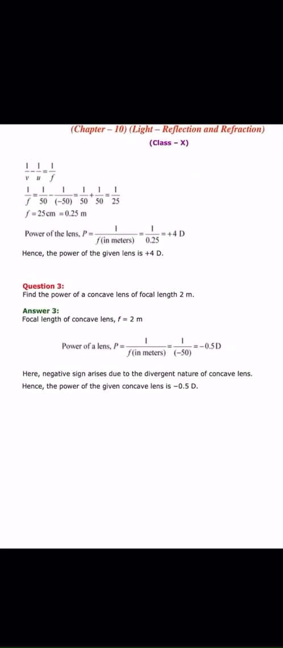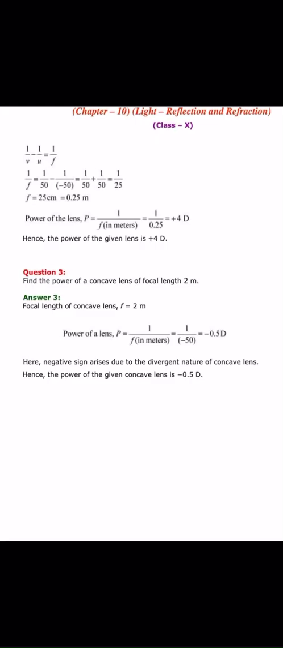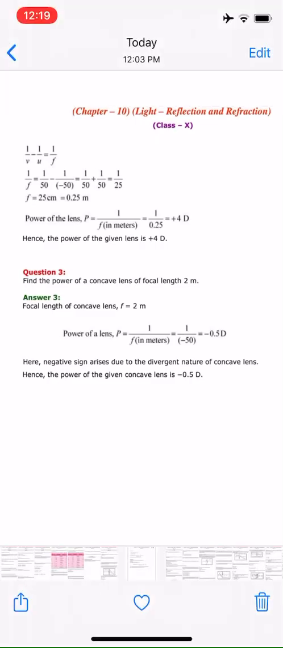So we will apply the lens formula. And what is the lens formula? 1 upon v minus 1 upon u is equal to 1 upon f. By putting the values of u and v, we find the value of f, and that comes to be 0.25 meter. Now we will apply the formula of power. Power P is equal to 1 upon f, and we find the value of power, that is 4 diopter. Next question: find the power of a concave lens of focal length 2 meter. Again we will apply the same formula, P is equal to 1 upon f, and find the value of power, and that comes to minus 0.5 diopter. That's all for this lecture. Thank you.